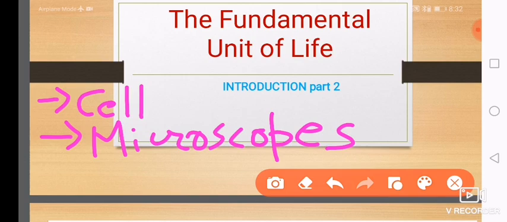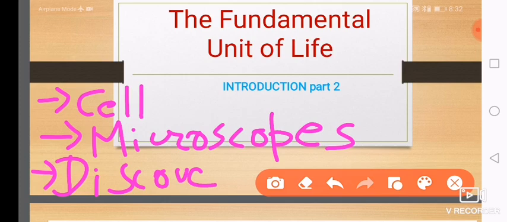In today's class, we will discuss mainly the discovery of the cell. This is the main topic of discussion of today's class. Along with this, a few more small topics we are going to discuss.